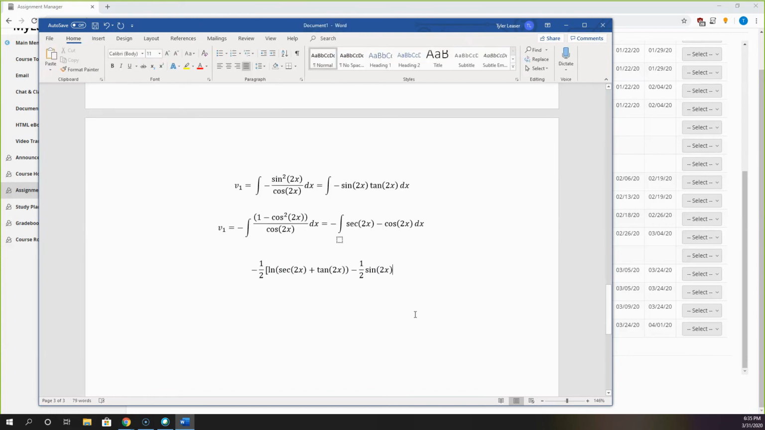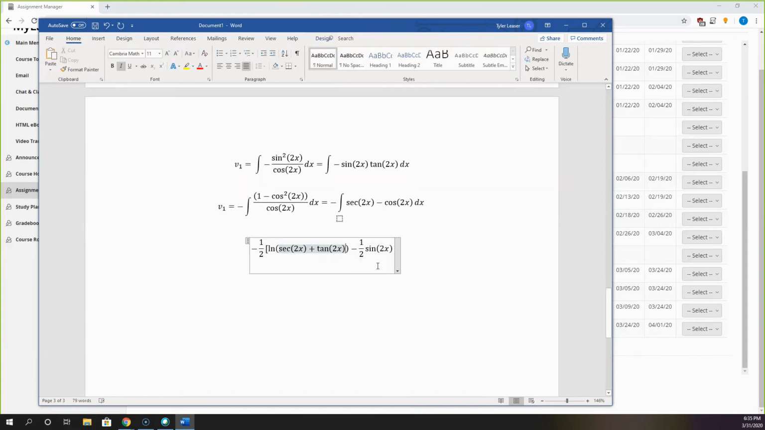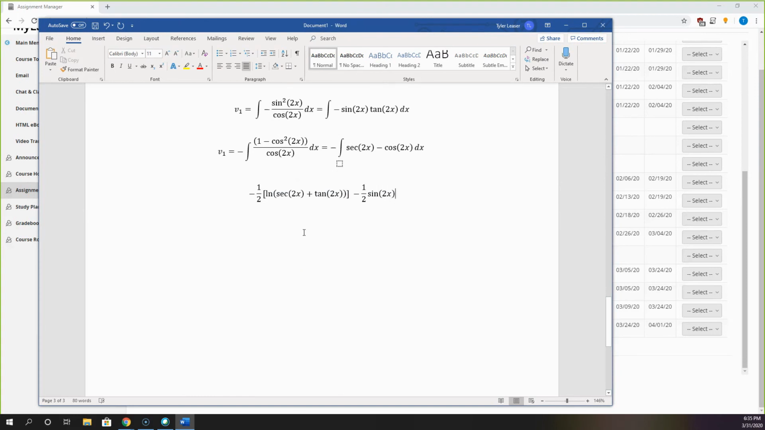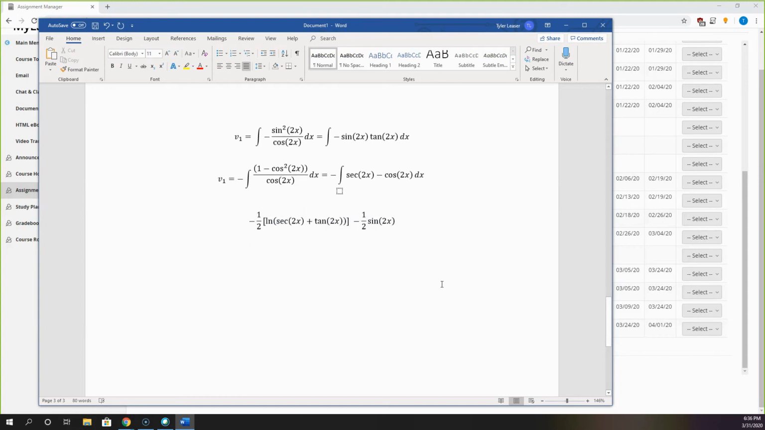You're missing a bracket. Am I again? Oh, yeah. There. Natural log of secant 2x plus tangent 2x. Yep, okay. So that whole chunk is our v1? That's just v1, yeah. Okay.